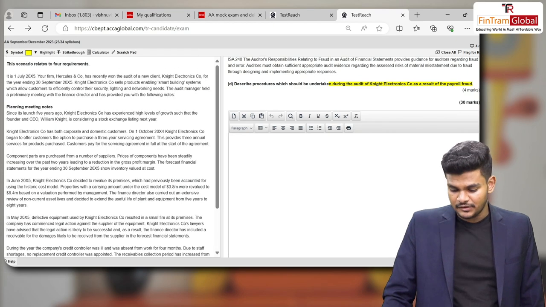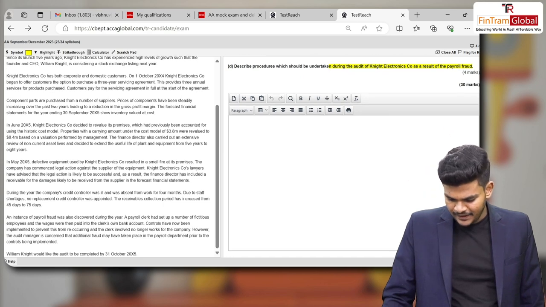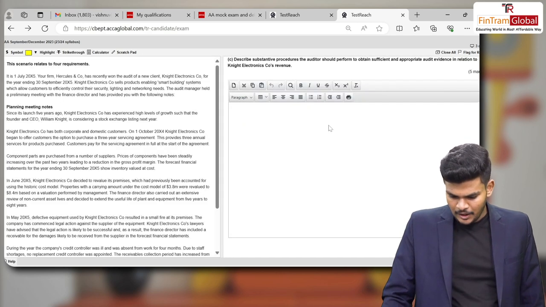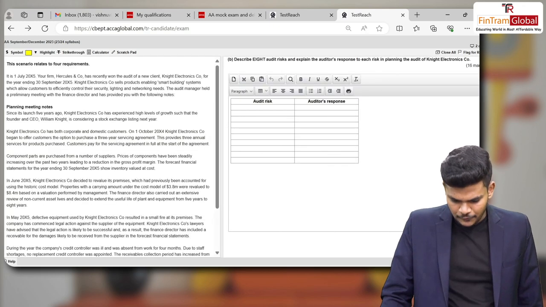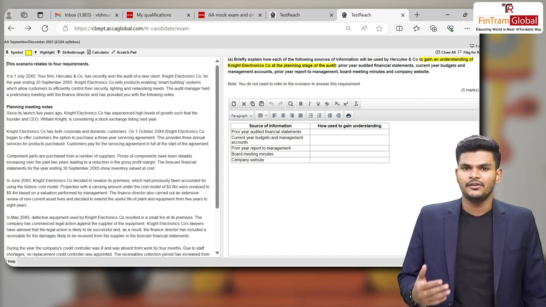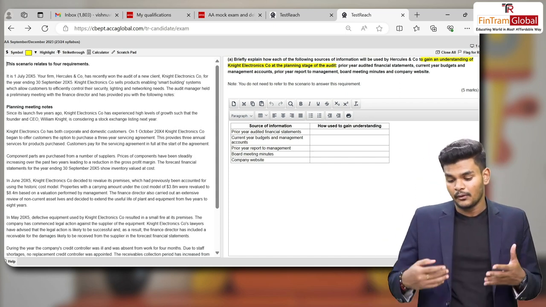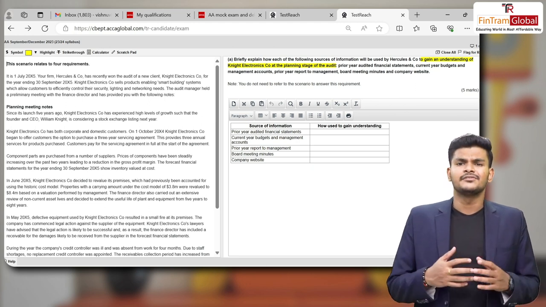Now that we understood what all things we need to look at, we can simply read the scenario and then start answering our questions, isn't it? While reading the scenario, what are the things that we should keep in mind, guys? First of all, the first requirement is kind of generic, like we already knew how we obtain an understanding from these documents that are provided over here, right? So that's kind of straightforward.